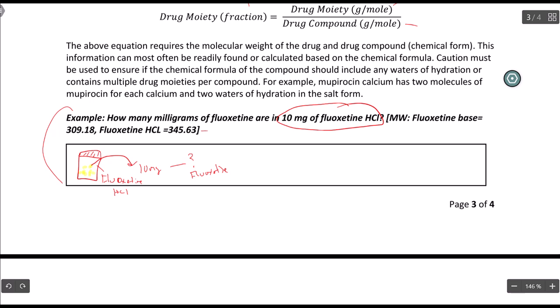the molecular weight for the fluoxetine is 309.18, and the fluoxetine hydrochloride is 345. And that should make sense to you because the fluoxetine is just the base of the drug. The fluoxetine hydrochloride is a salt, so it should weigh more because it's got more things there. And this is just doing a ratio is what we would just do.